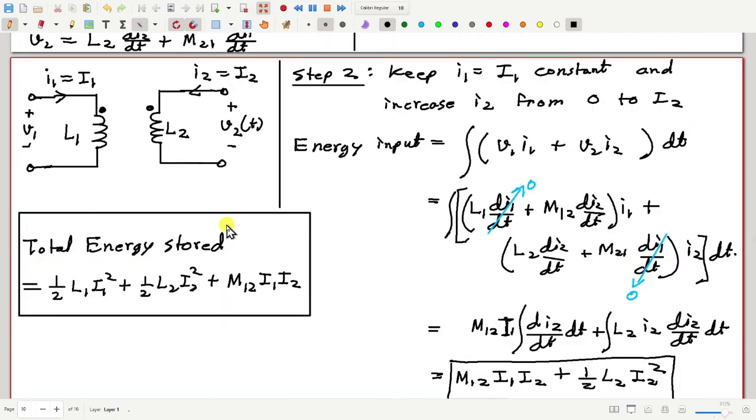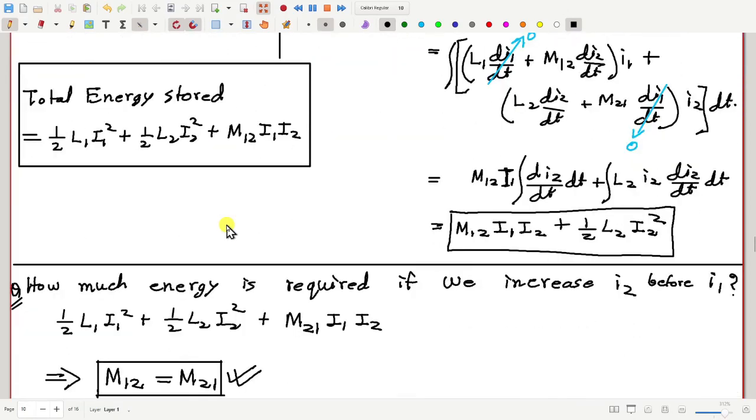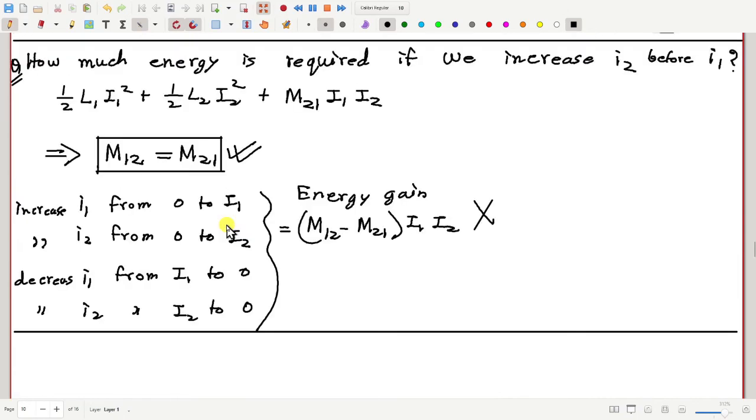So what next? We still have about 6-7 minutes. Okay, so one more thing. Let us just call this equal to M, because both are the same.